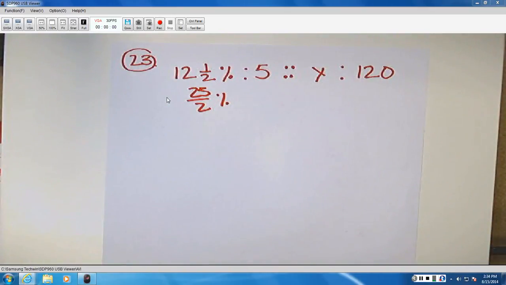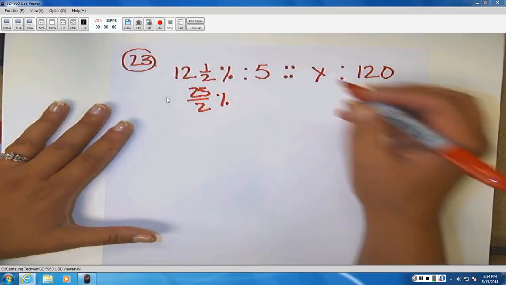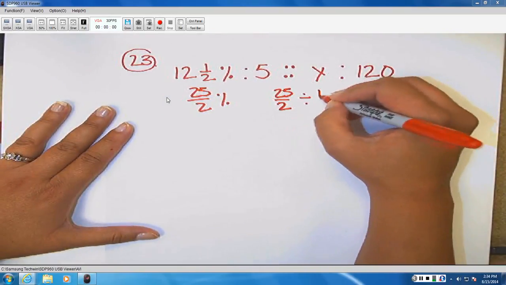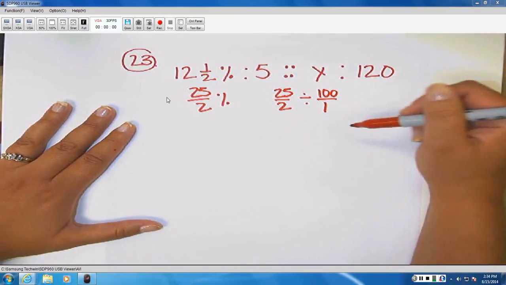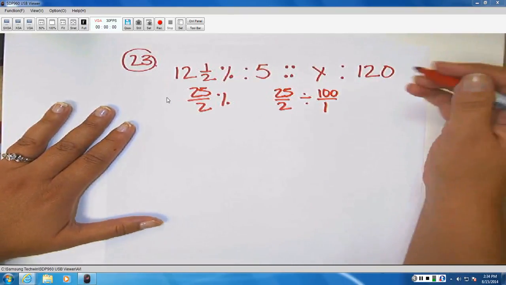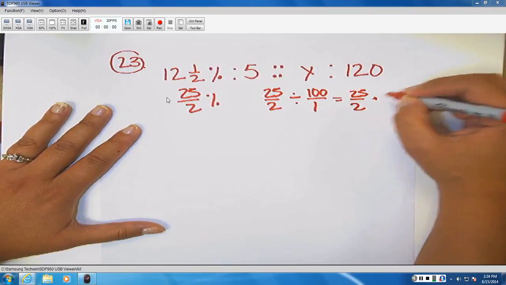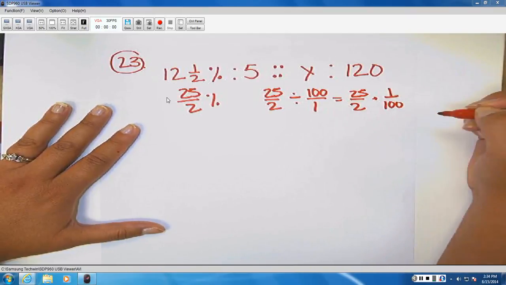I'm going to do that by dividing by 100. So it'll look like 25/2 divided by 100. But instead of dividing, I'm going to flip that fraction and multiply. So 25/2 times 1/100.